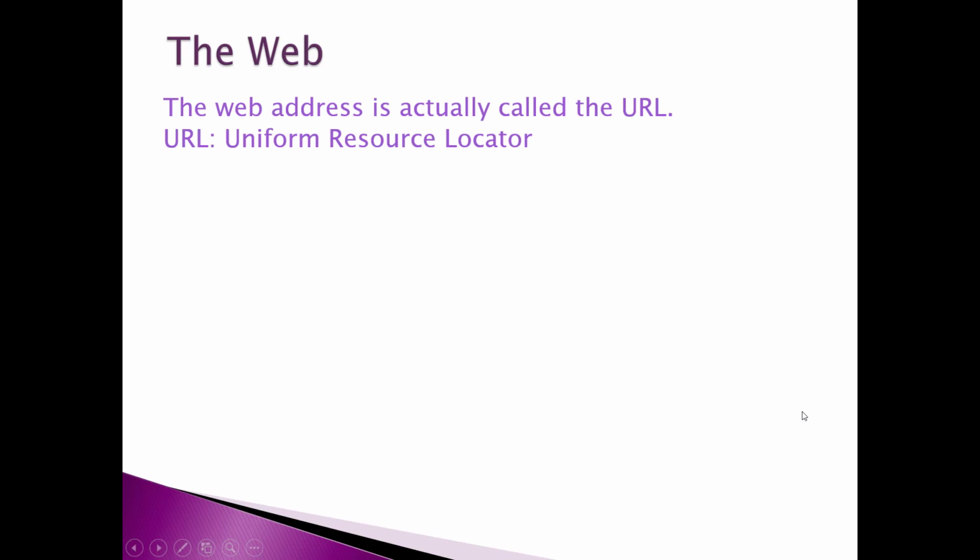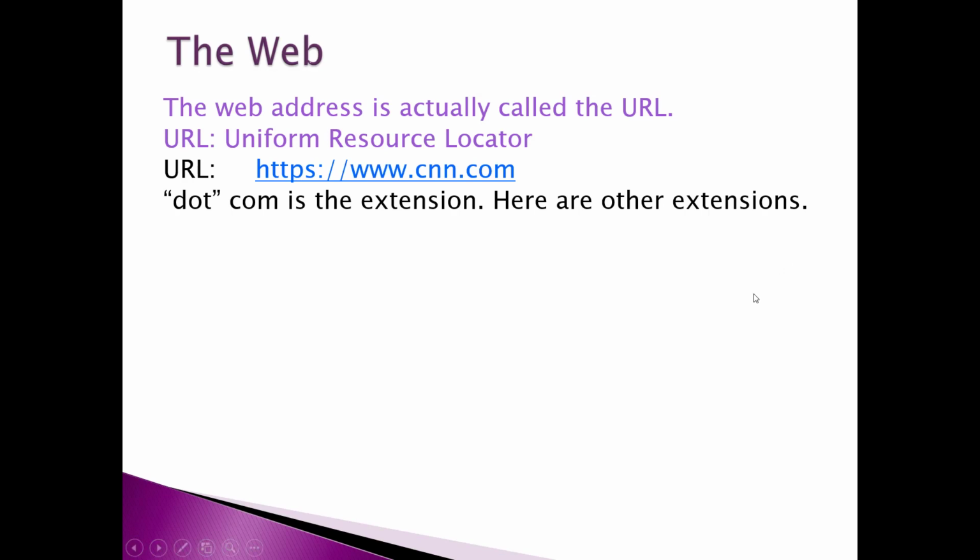The web address is actually called the URL. Now, I know this is your next question on your handout, Uniform Resource Locator. You usually call it the web address. An example of a URL would be cnn.com. So .com is the extension. Okay, so that stands for something. Maybe you know what it is. Think for a second, do you know what .com stands for?